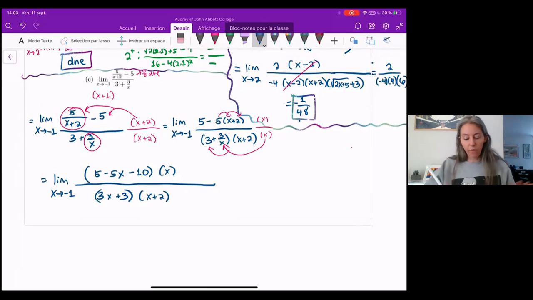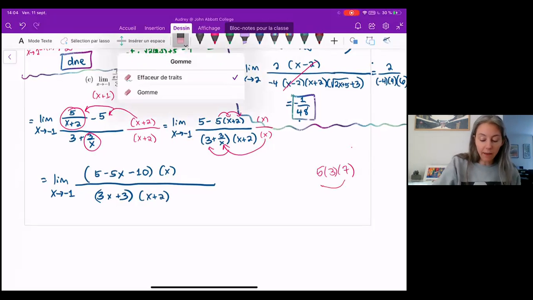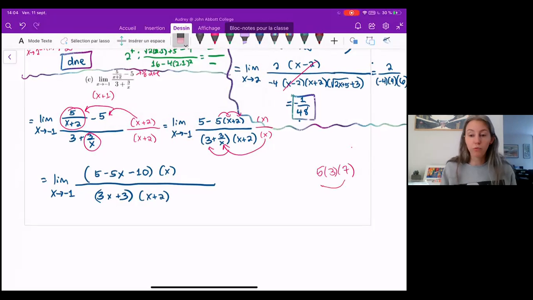So if I have like 5 times 3 times 7, I don't need to multiply the 7 by both the 3 and the 5. It only gets multiplied by one of them. So what I did there, it's like saying 5 times 7 times 3. I just moved things around. So I don't need to distribute that 7 into both of those things. I don't need to distribute the x into both of them.